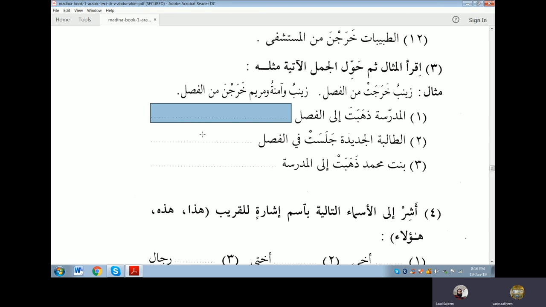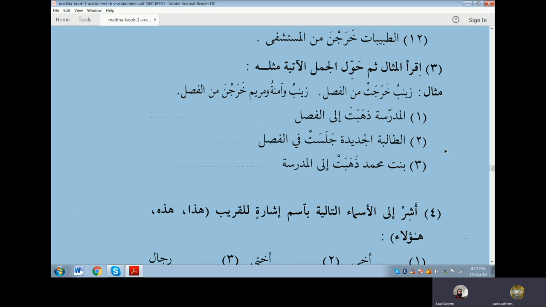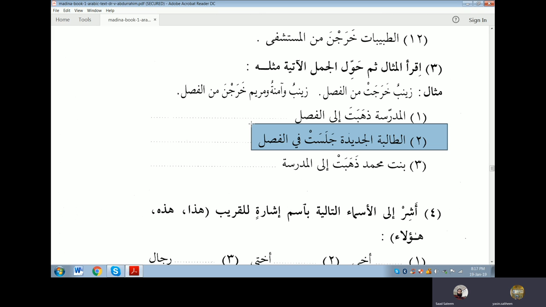Okay. To make it plural it would be: al-mudarisatun. You will add alif after seen, and then the other kind of ta. Al-mudarisatun zahabna ilal fusul. Okay.